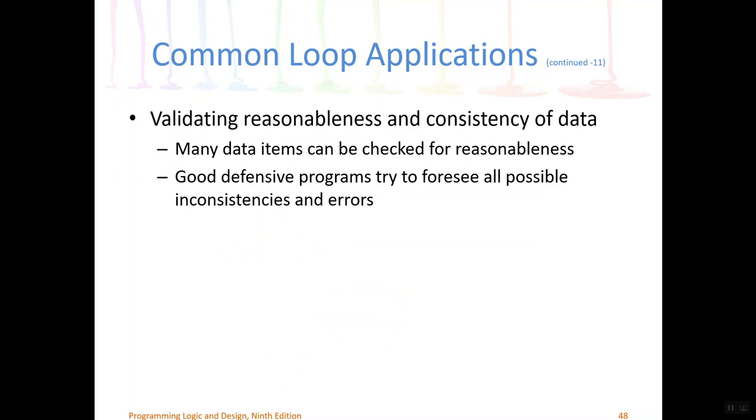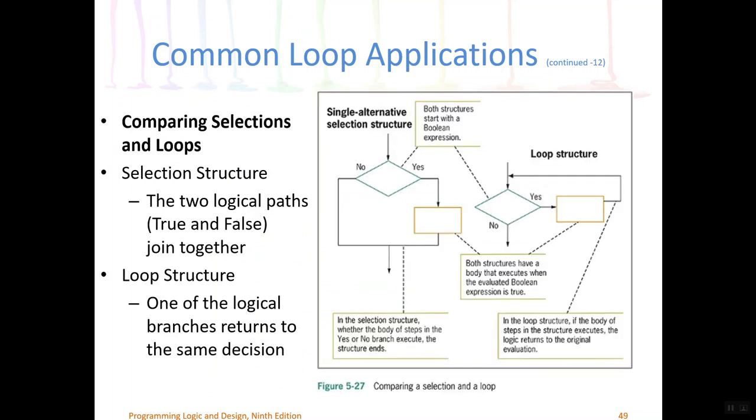At this point, we just want to make sure we've talked about validating data type. We've talked about validating ranges. You just want to make sure your data is reasonable and consistent. Create your programs to be defensive. Try to foresee all possible inconsistencies and errors.